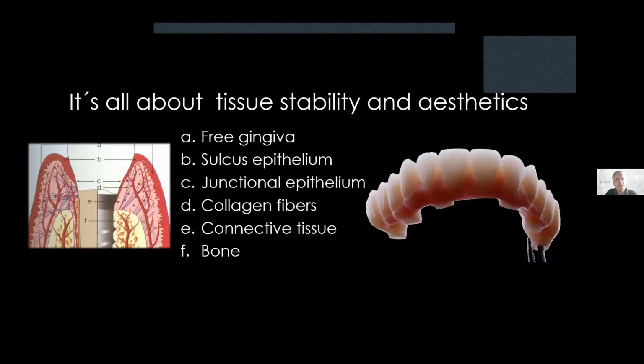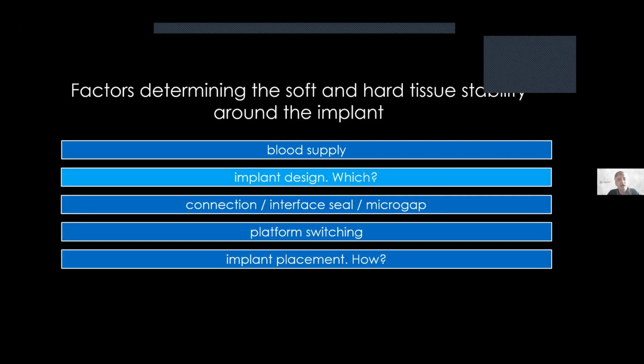So everything is about stability and aesthetics. We all know that implants osseointegrate, but what we are trying to reach now is aesthetics. Aesthetics not only in the anterior, but also in the posterior zone, because premolars and molars should always look aesthetic. So what we have to do is think about what are the factors that determine the soft and hard tissue stability in order to get this aesthetics.